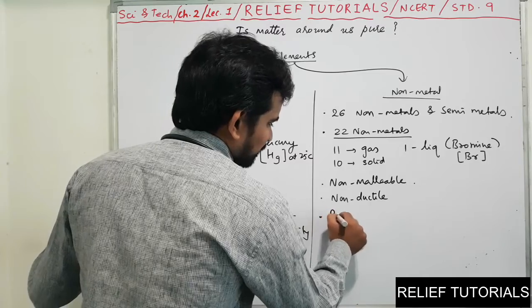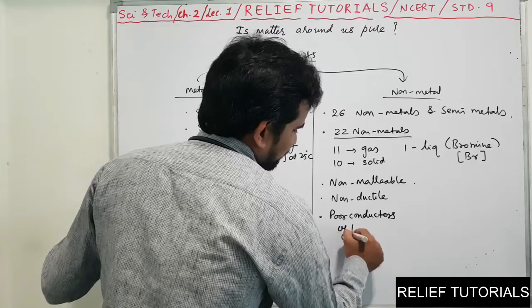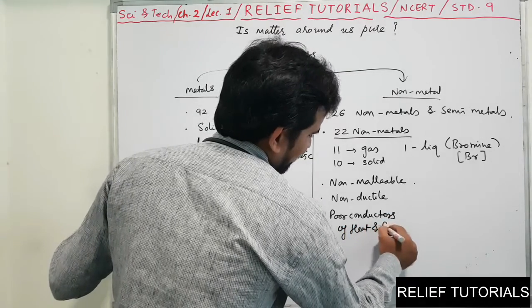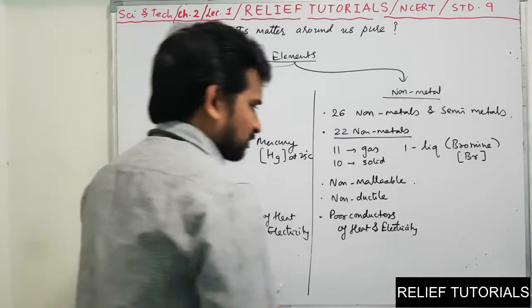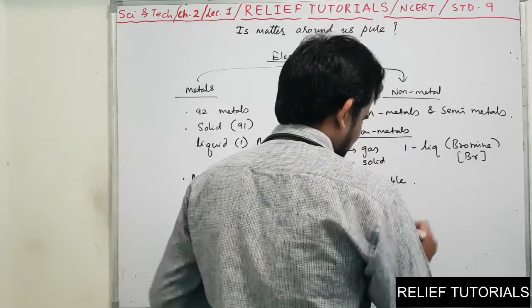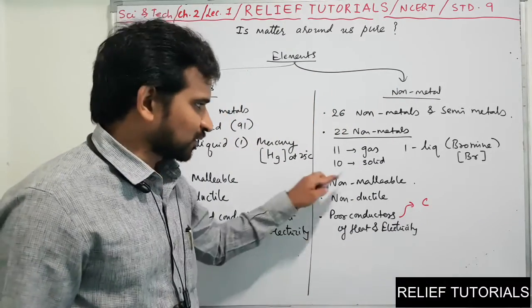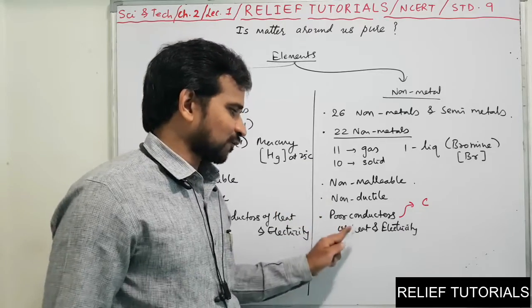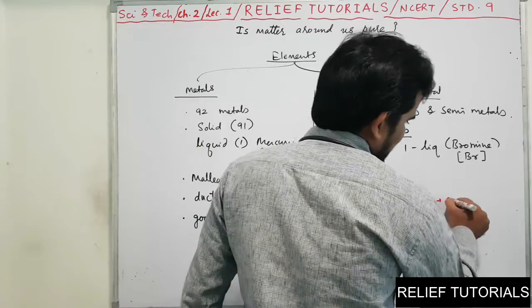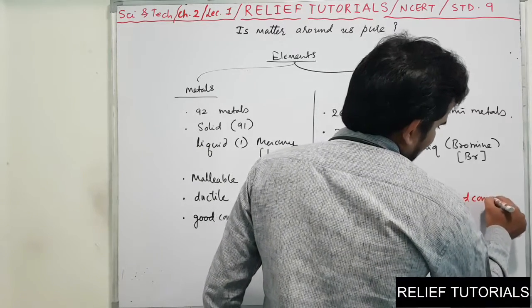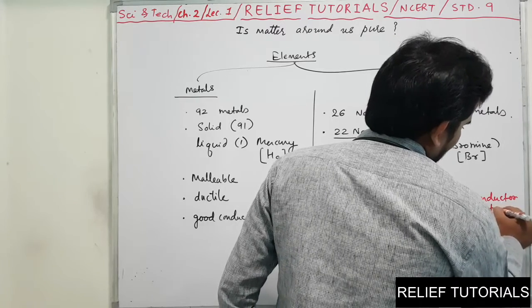Non-metals are normally poor conductors of heat and electricity, but there are some exceptions. Carbon is a non-metal. Normally non-metals are bad conductors of heat and electricity, but one of the exceptions, carbon, is a very good conductor of electricity.